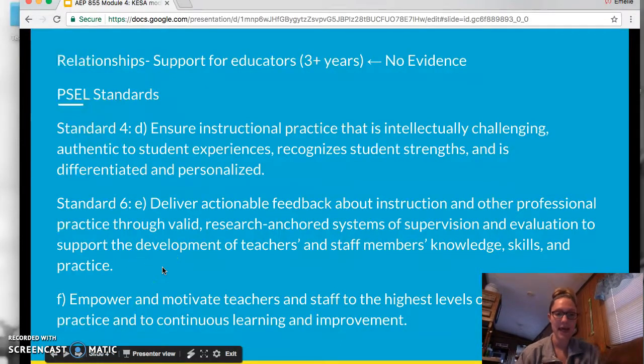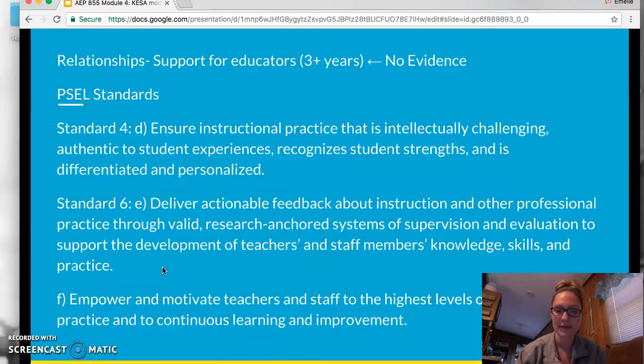Standard 6F, to empower and motivate teachers and staff at the highest levels of professional practice and to continuous learning and improvement.